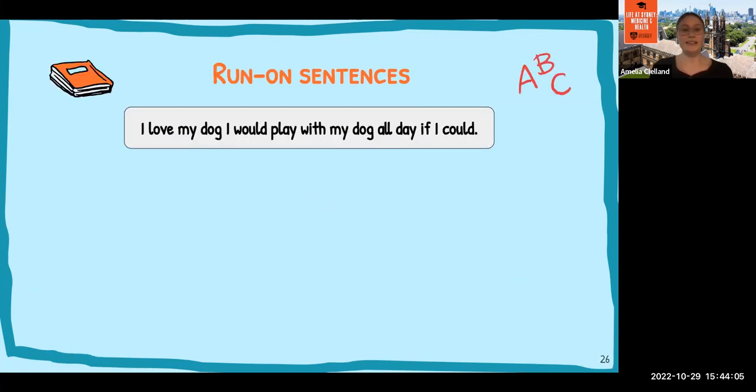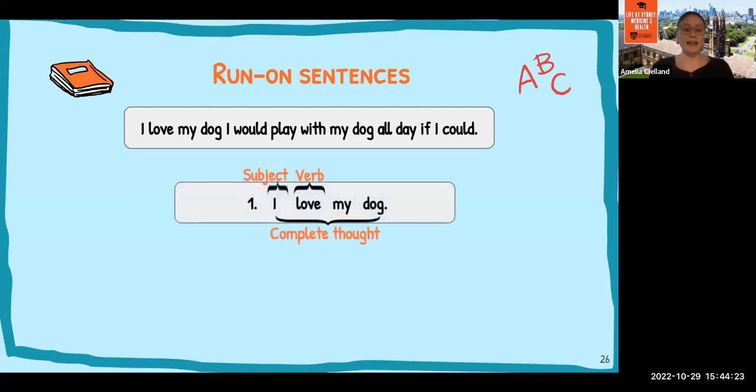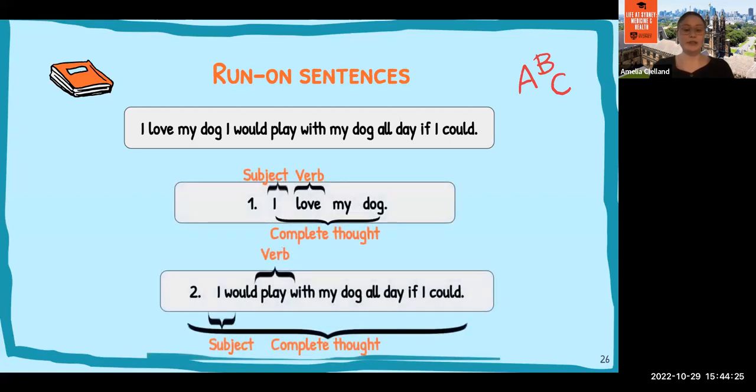The first error you may see are run-on sentences. A run-on sentence occurs when two or more independent clauses are incorrectly connected in a student's written expression. For example, "I love my dog, I would play with my dog all day if I could." These are actually two complete sentences: "I love my dog," and "I would play with my dog all day if I could." Note that there was a lack of punctuation or conjunction to connect these two complete sentences.